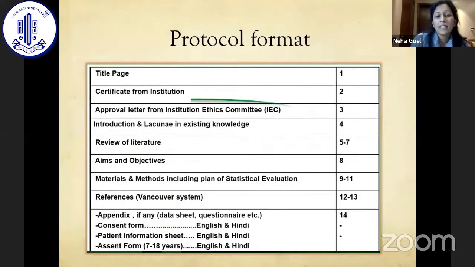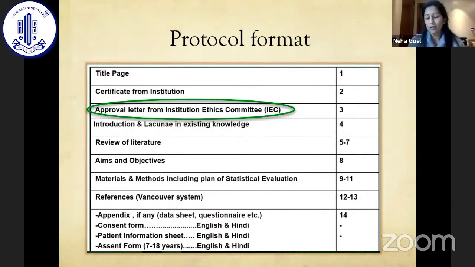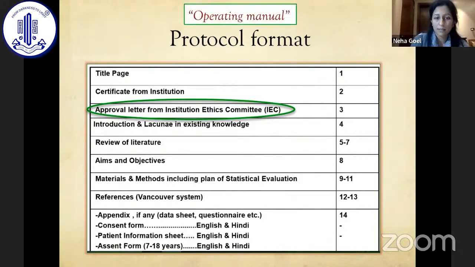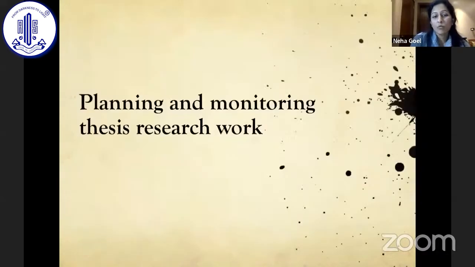And finally, the approval letter from the institution ethics committee. By and large, if your guide has approved it, this should not be a problem, but this is essential. And now, even for papers being published in the reputed journals, this institutional ethics committee clearance or approval is a must. This is your operating manual on which you are going to carry out your thesis.